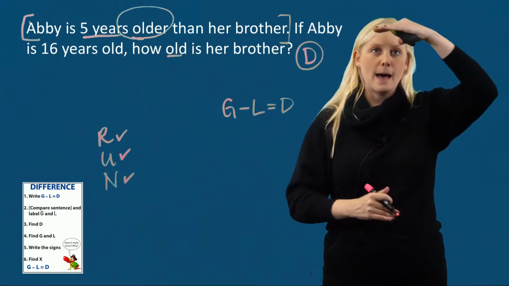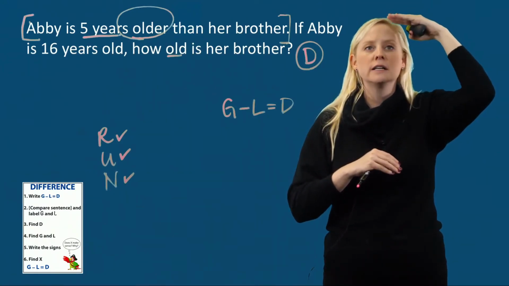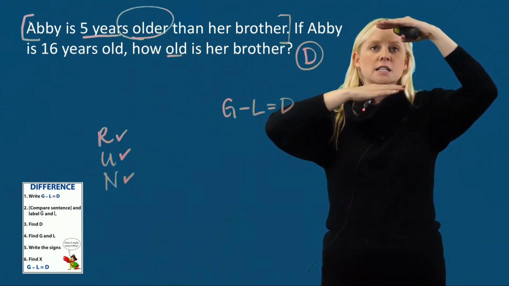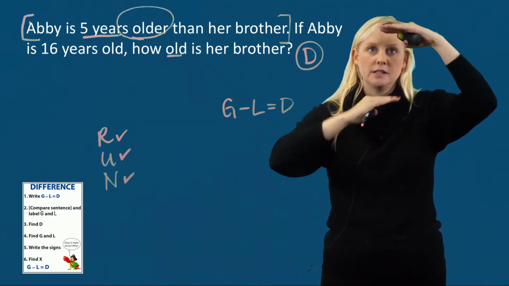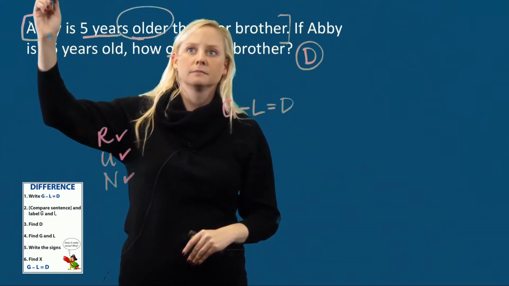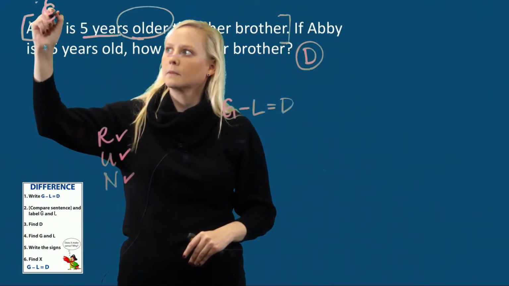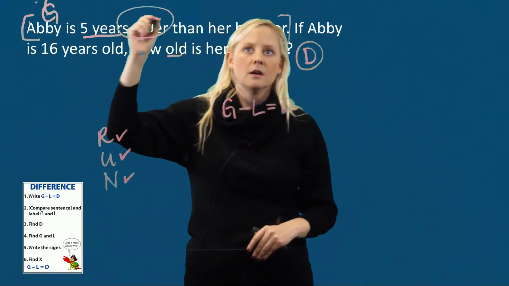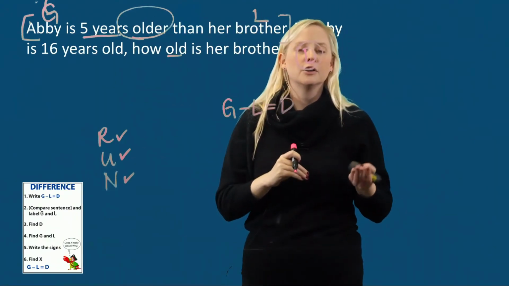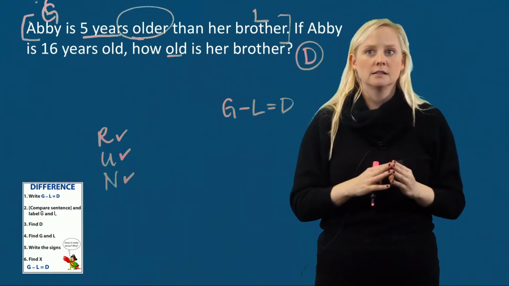Here, we're comparing Abby and her brother. I know that Abby is older, so she's going to be the amount that's greater. I see that her brother is younger, so he's going to be the amount that's less. So I'm going to put a G above Abby. And I'm going to put an L above her brother. That's going to remind me that Abby is the amount that's greater and her brother is the amount that's less.